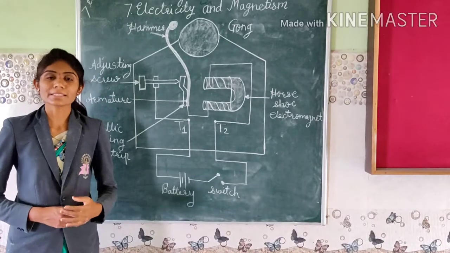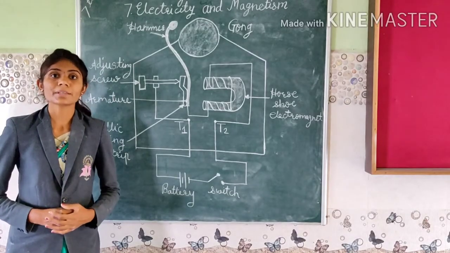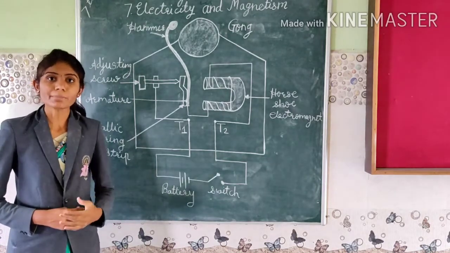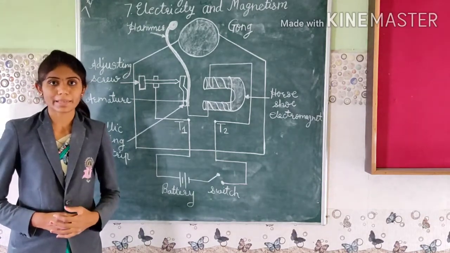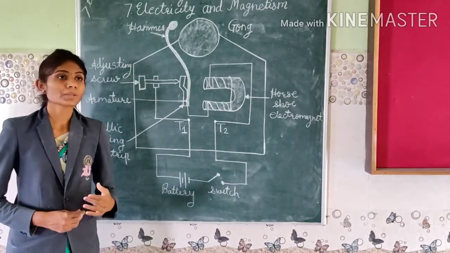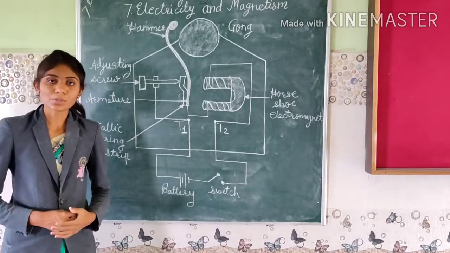Electric bell is a common application of the electromagnet. Electromagnet is very important in the case of an electric bell. Electric bell is used at many places: home, school, temple and so on.